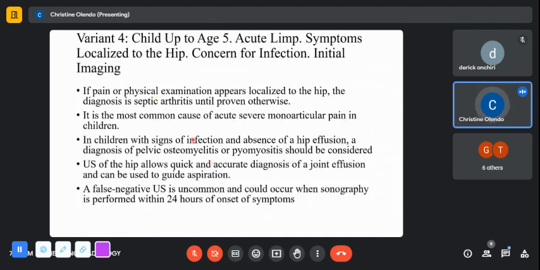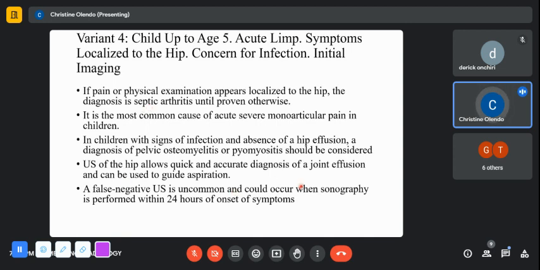This one, the pain was localized over the hip, and the diagnosis they said should be septic arthritis until proven otherwise, which is the most common cause of acute severe monoarticular pain in children. In children, with signs of infection and abscess of the hip and absence of hip effusion, a diagnosis of pelvic osteomyelitis or pyomyositis should be considered.